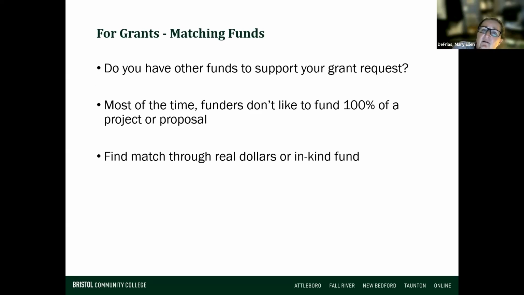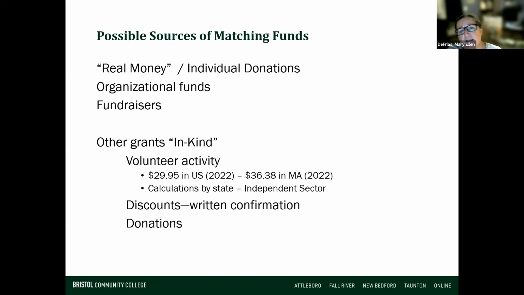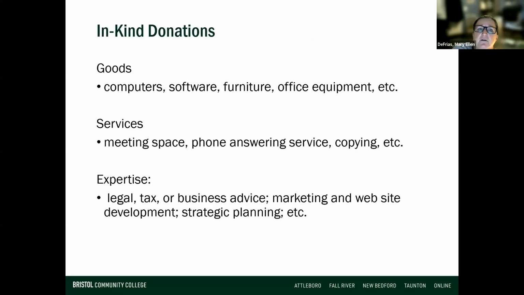If you're doing a grant, just quickly, matching funds. A lot of times they don't want to give you funds, so you have to put something in that could be in kind or it could be real dollars. It can be done through real money or fundraising or discounts. You probably wouldn't do volunteer activity in a program or a project budget for a business, but depending on the grant, you may be able to count some volunteer activity. And make sure you get everything in writing for discounts and donations.